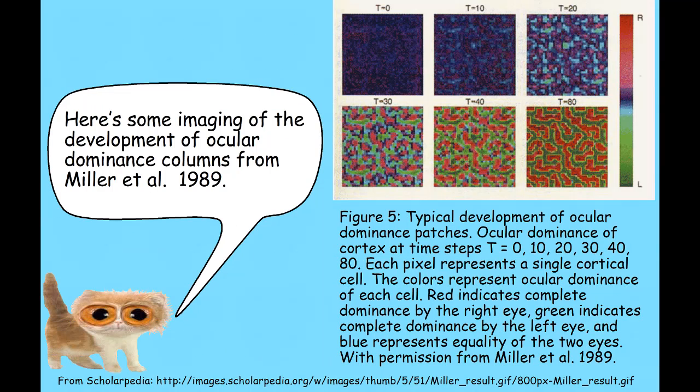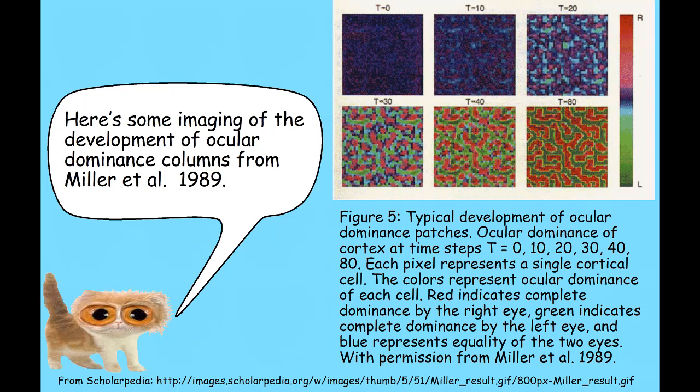And here we see the development of ocular dominance columns in an animal. And we're looking at time steps T0, 10, 20, 30, 40, and 80. Each pixel is going to represent a single cortical cell. The colors represent ocular dominance of each cell. Red indicates complete dominance by the right eye, and green indicates complete dominance by the left eye. Blue represents equality of the two eyes.